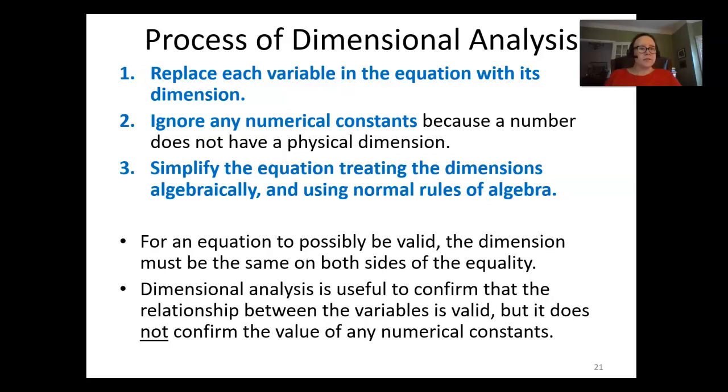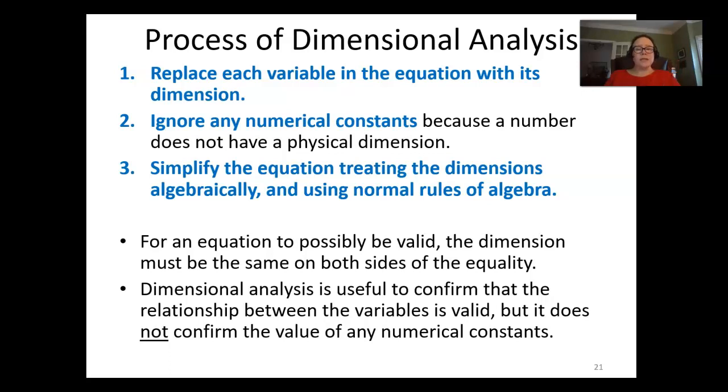So the basic process for performing dimensional analysis, the first step is that you replace every variable in the equation with the dimension of that variable. The second step is that you ignore any numerical constants. Remember, a dimension is a physical characteristic that can be measured. Numerical constants, they are numbers and they have no tangible physical dimension. So you can safely ignore any numbers as you perform dimensional analysis.